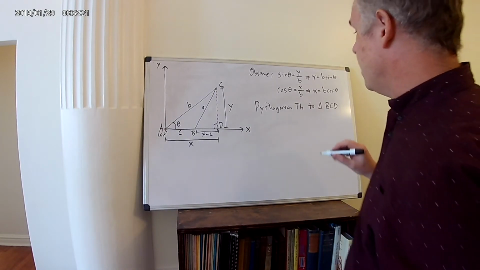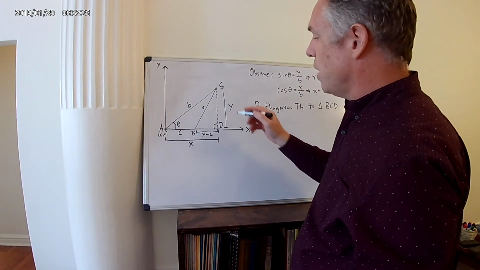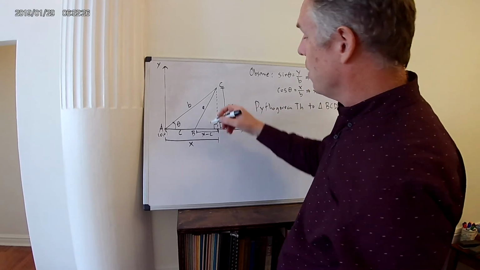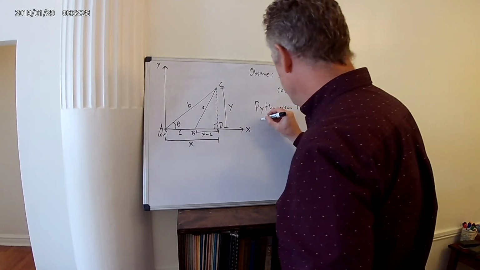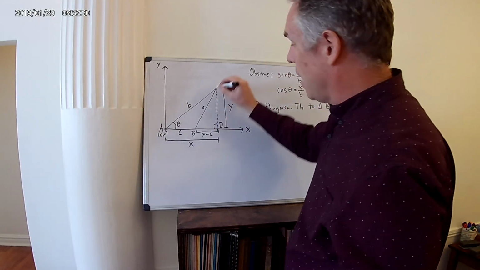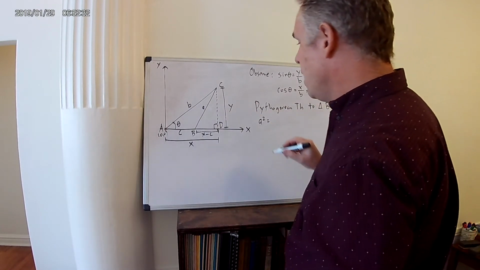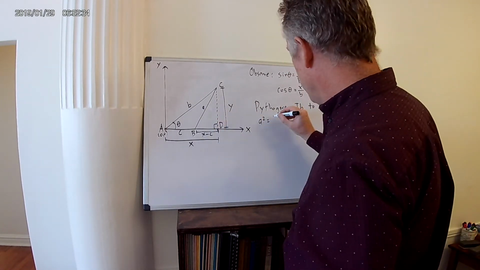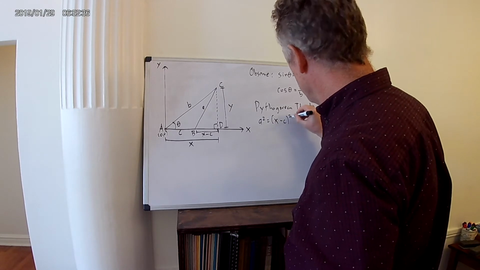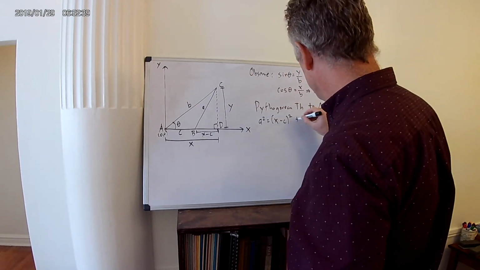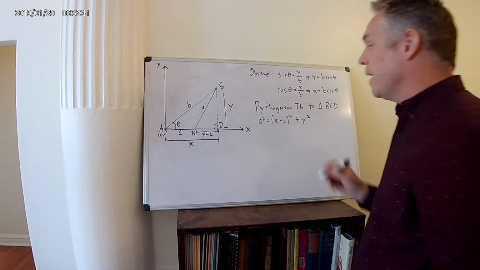Okay, and if I do that, remembering the Pythagorean theorem says the square of the hypotenuse is equal to the sum of the squares of the other two sides. This means that a squared, because a is the hypotenuse of this right triangle, is equal to this side squared, which is x minus c squared, plus this side squared, plus y squared. So that's what I get.